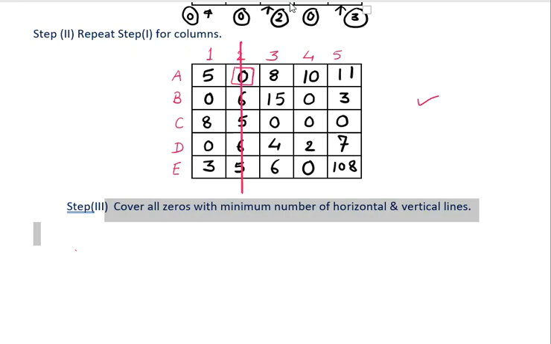Now in the second row, there are two zeros. Then in the third row, there are three zeros. In the fourth row, we have a single zero. So we first use this single zero for assignment. This is an assignment in the fourth row and we draw a vertical line.